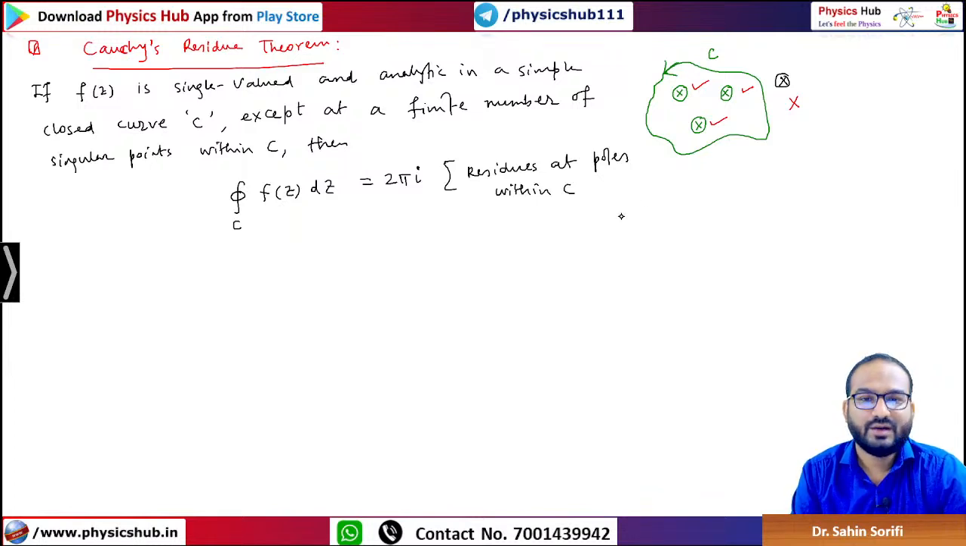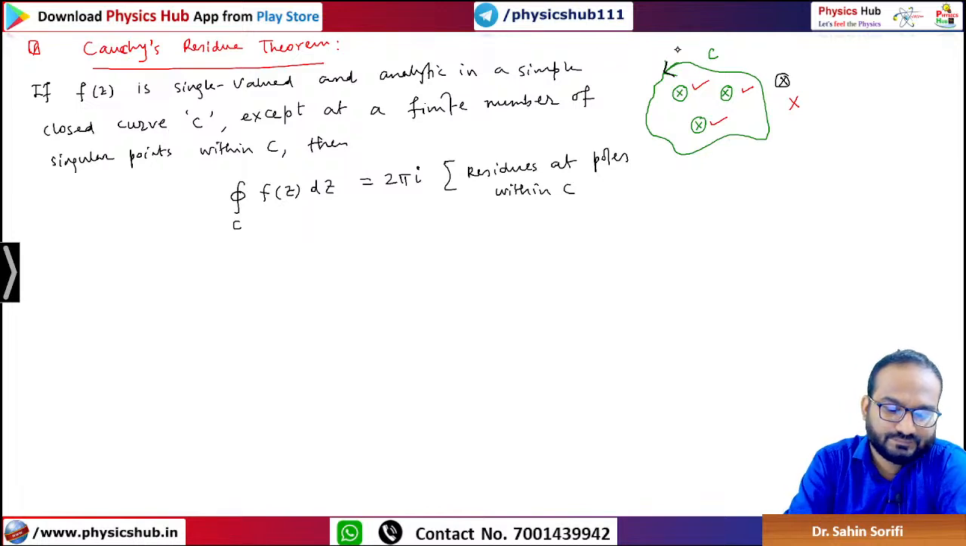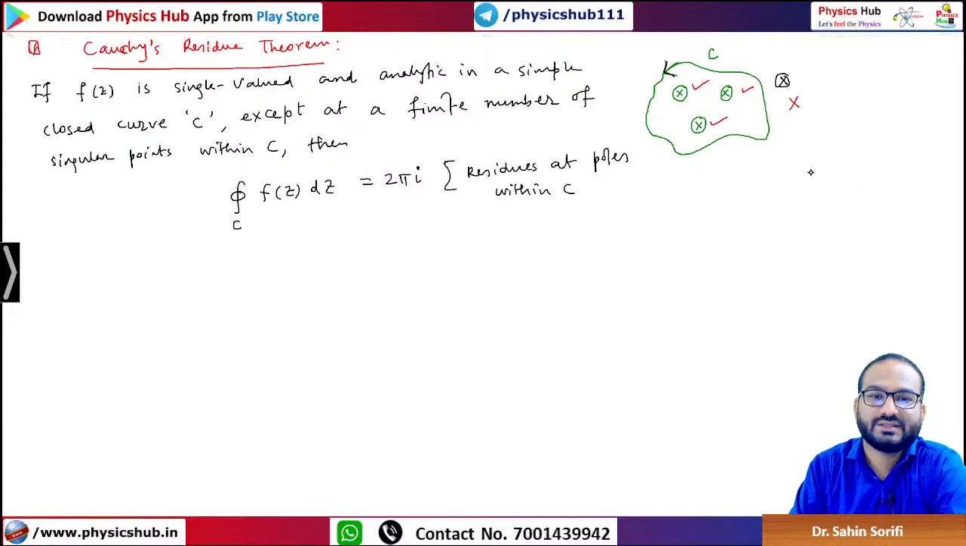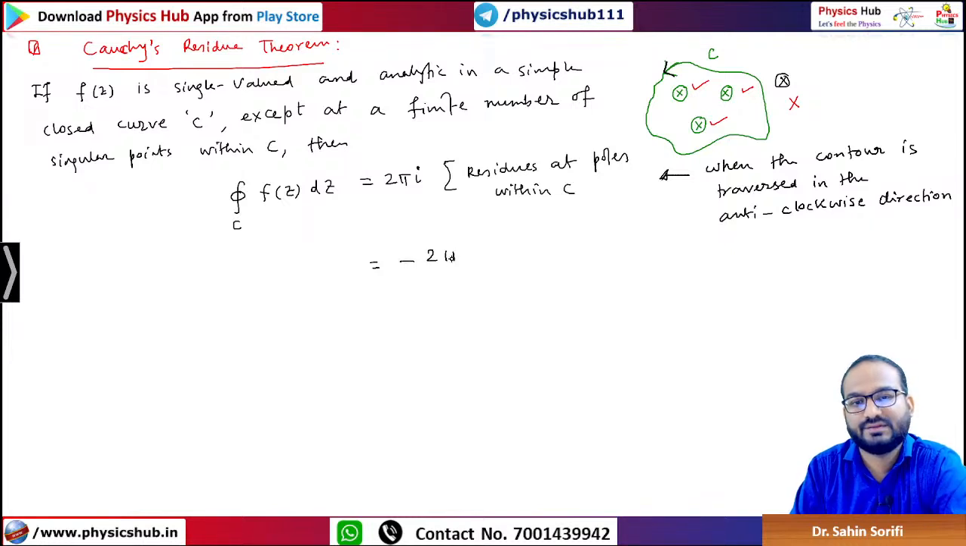Okay. Now you see, we have taken this contour in the anti-clockwise direction. If the contour is taken in the clockwise direction, then instead of this plus 2 pi i, there will be minus 2 pi i. So this formula holds when the contour is traversed in the anti-clockwise direction. In general this is given, but sometimes the examiner may want to have some fun and can give you a clockwise direction contour. At that time, you just need to add a minus sign, nothing else. All the things will remain the same.